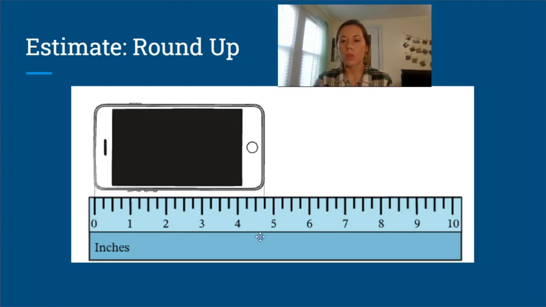And 3/4 is closer to 5. If we round to 4.5 or to 4, that's rounding down. But we're going to round up, and the closest number to that would be 5. So this iPhone is about 5 inches. That's how we can round up. We go to the closest higher number.